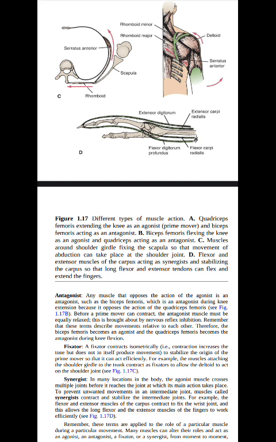For example, flexor and extensor muscles of the carpus contract to fix the wrist joint, and this allows the long flexor and extensor muscles of the fingers to work efficiently.